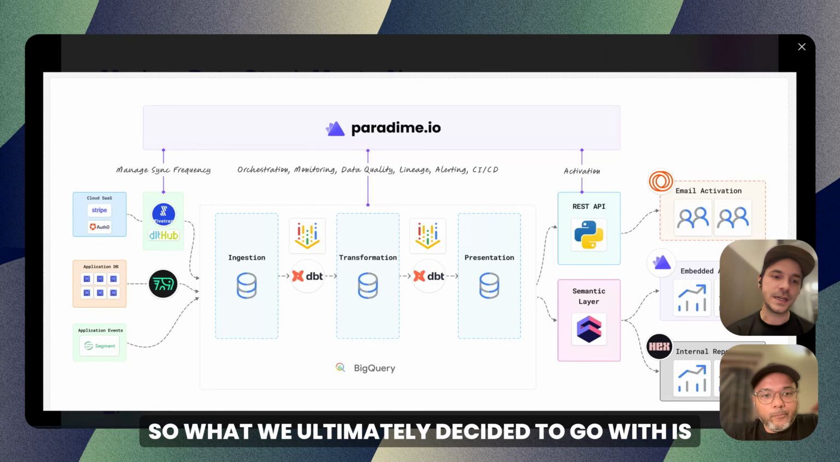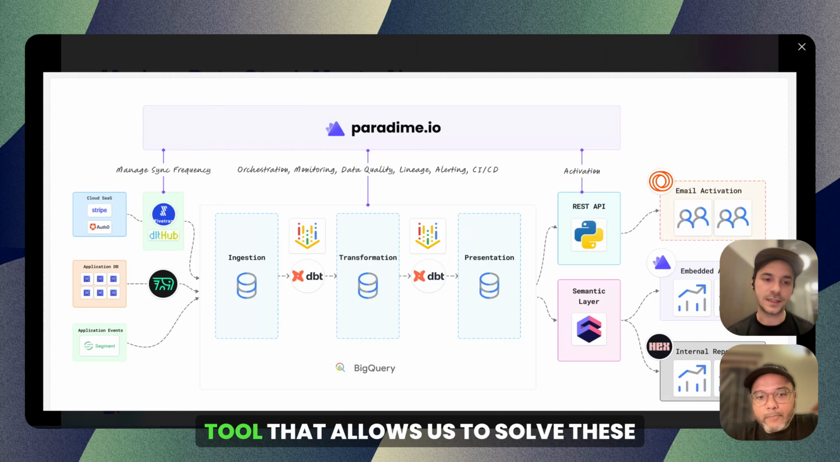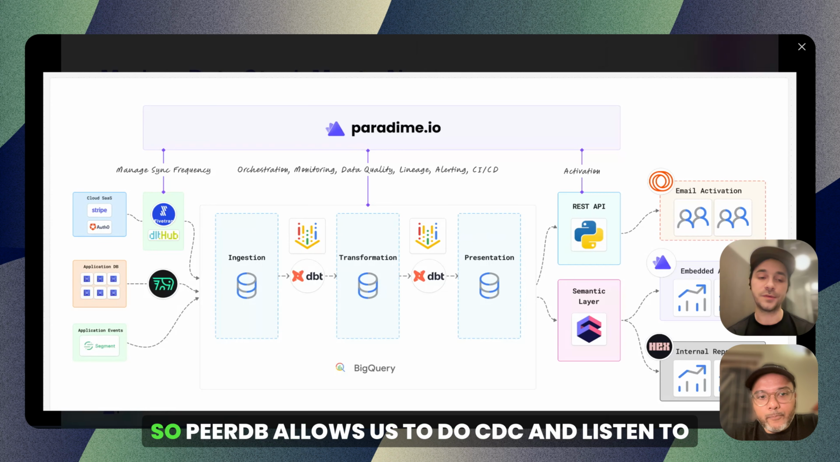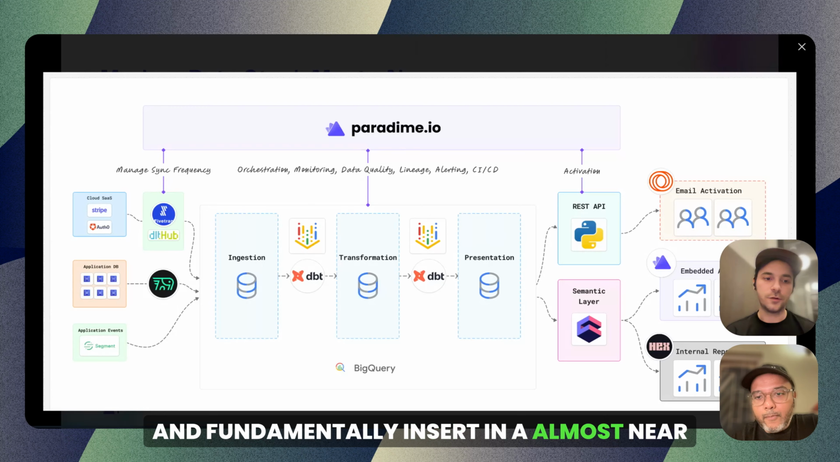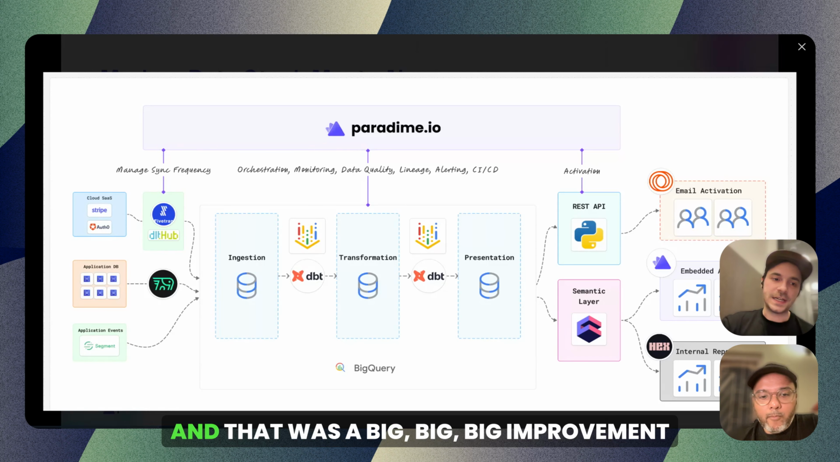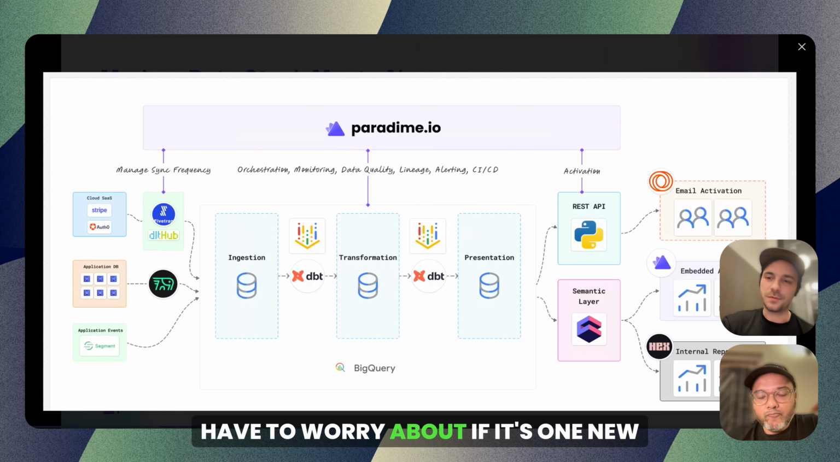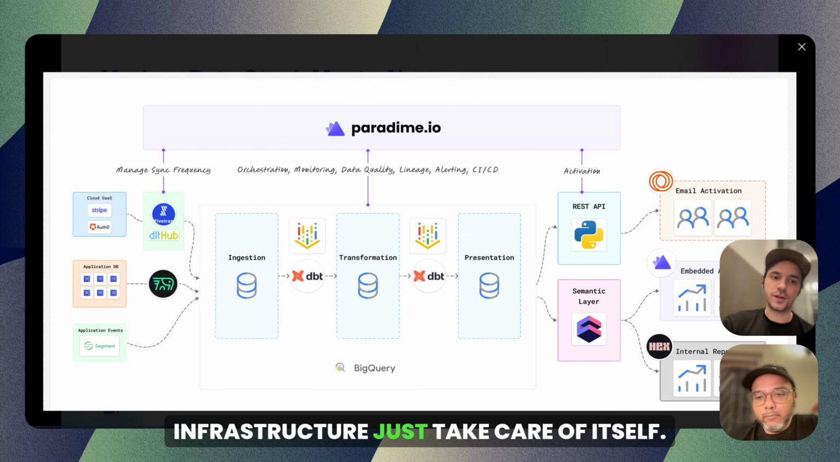So what we decided to go with is to actually use PeerDB, which is a great tool that allows us to solve these problems. PeerDB allows us to do CDC and listen to each of our customer databases in RDS and fundamentally insert data in an almost near streaming fashion into BigQuery. And that was a big improvement because right now we don't have to worry about whether it's one new customer, 10 customers, 20 customers, the infrastructure just takes care of itself.